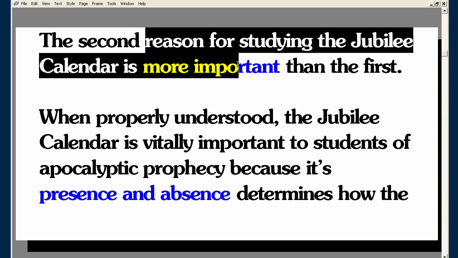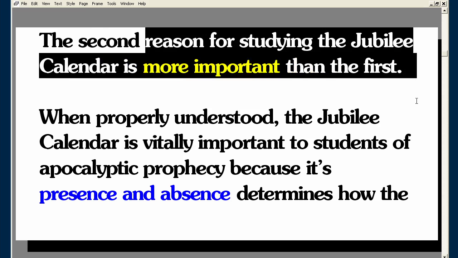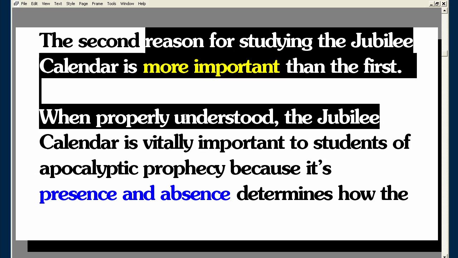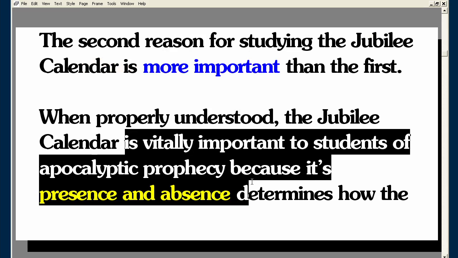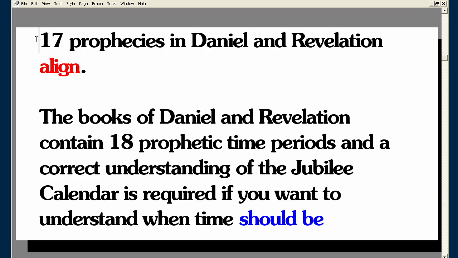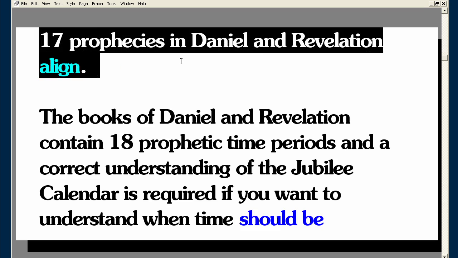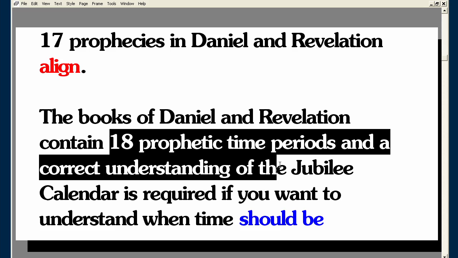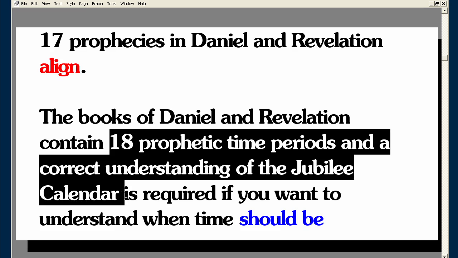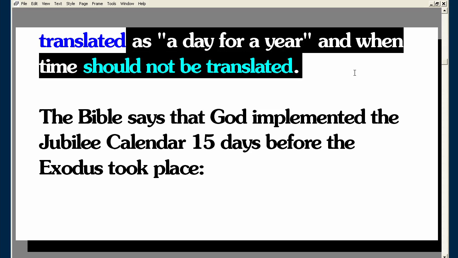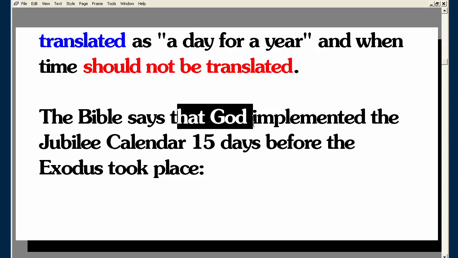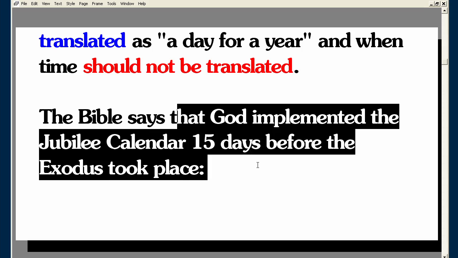The second reason for studying the Jubilee calendar is more important than the first. When properly understood, the Jubilee calendar is vitally important to students of apocalyptic prophecy because its presence and absence determines how the 17 prophecies in Daniel and Revelation align. The books of Daniel and Revelation contain 18 prophetic time periods, and a correct understanding of the Jubilee calendar is required if you want to understand when time should be translated as a day for a year and when time should not be translated. The Bible says that God implemented the Jubilee calendar 15 days before the Exodus took place.